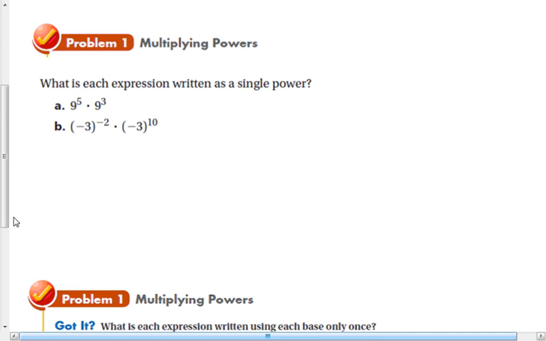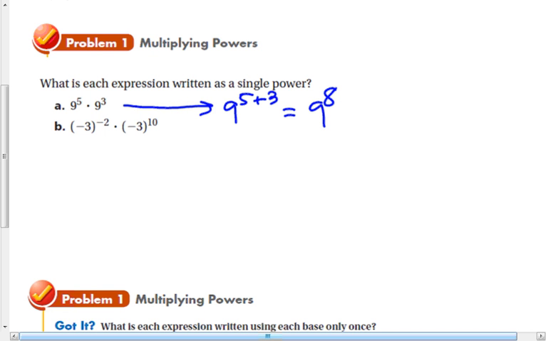All right, so let's go ahead and use those rules. Remember that 9 to the 5th means that there's 5 factors of 9, and 9 to the 3rd means there's 3 factors. So what we're going to do is total up the number of times we're multiplying by 9. So we're just adding the exponents, and that's 9 to the 8th.